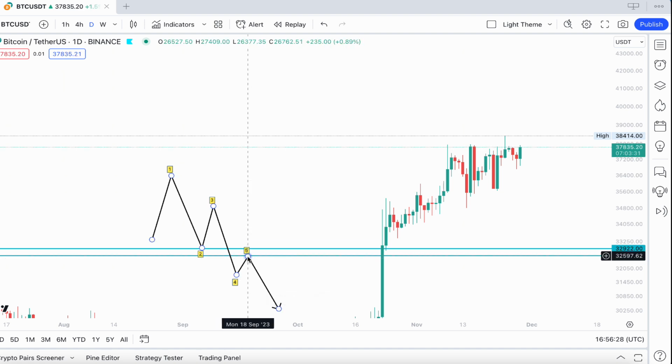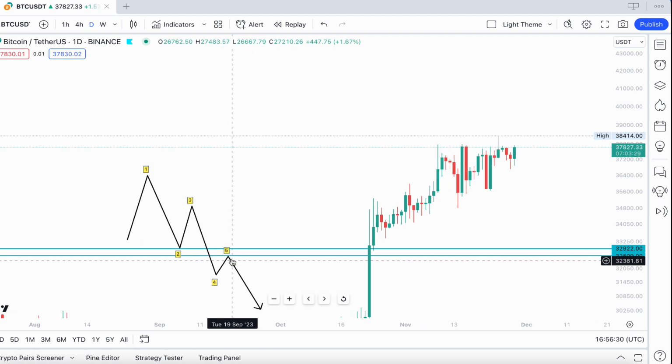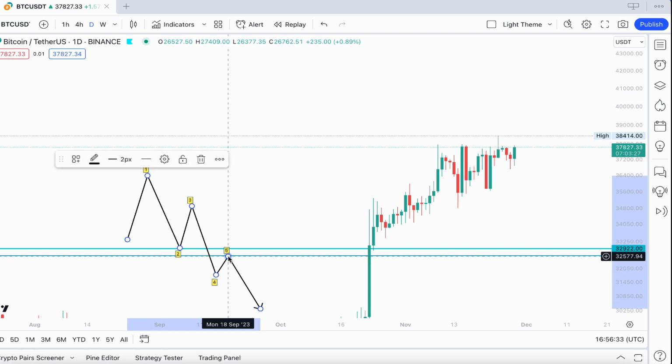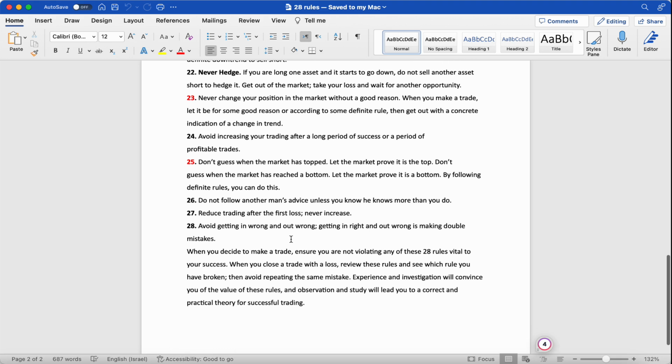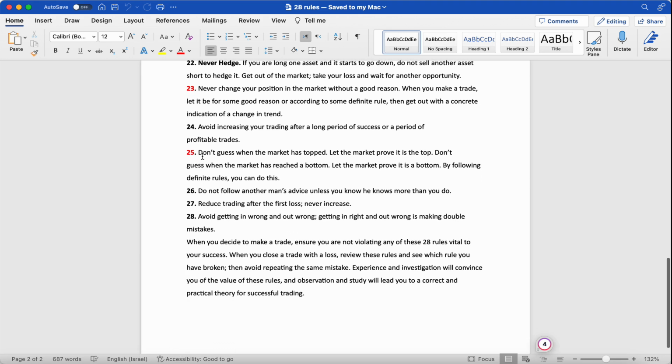If this second lower high, which I marked as 5, is lower than the low that I marked as number two, then the market structure has changed, and this is when you sell, okay? He says, don't guess when the market has topped. Let the market prove it is the top by a market structure change, okay?